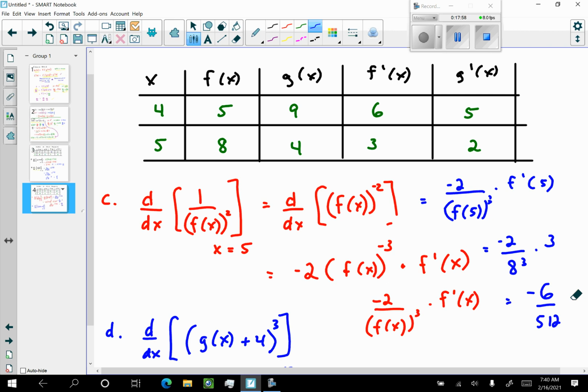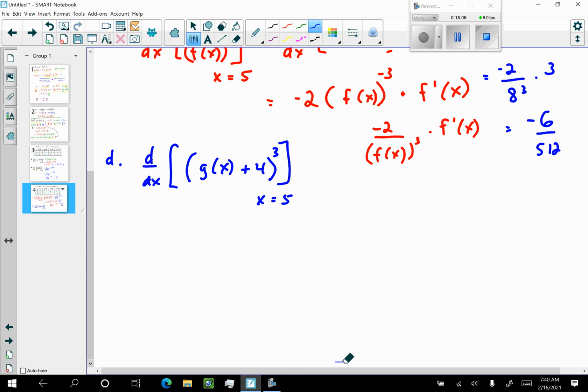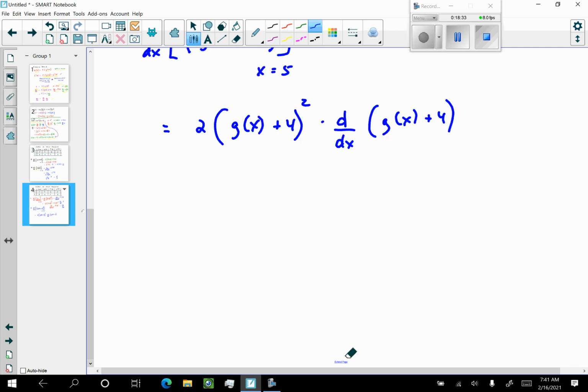Okay, let's do the final problem on this video, which is the derivative of g of x plus 4 cubed. So the first thing I have to do is look at what's the inside. The inside here is g of x plus 4, so this derivative is going to be 3 times g of x plus 4 squared times the derivative of the inside. What is the derivative of g of x plus 4? Well, this is simply going to be g prime of x. Derivative is a linear operator. You differentiate the pieces. The derivative of g is g prime, the derivative of 4 is 0. But keep in mind, we still have this 3 times g of x plus 4 squared, and this is times that.